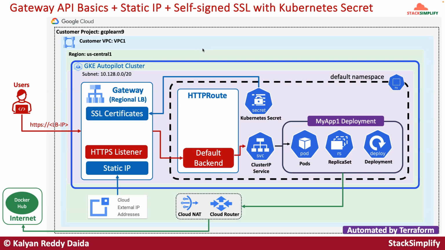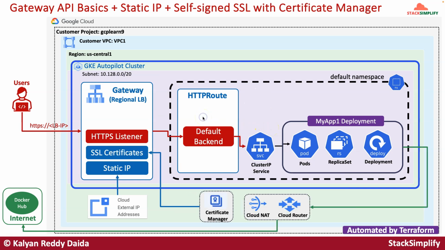And once that is done, we'll go ahead and implement a static IP related demo. So how to create a Cloud external IP address in Google Cloud and associate it with the gateway. So that we are going to implement. In addition to that, we'll also create self-signed SSL certificates, and we will mount those self-signed SSL certificates to our gateway using the Kubernetes secrets concept. Even that we are going to implement.